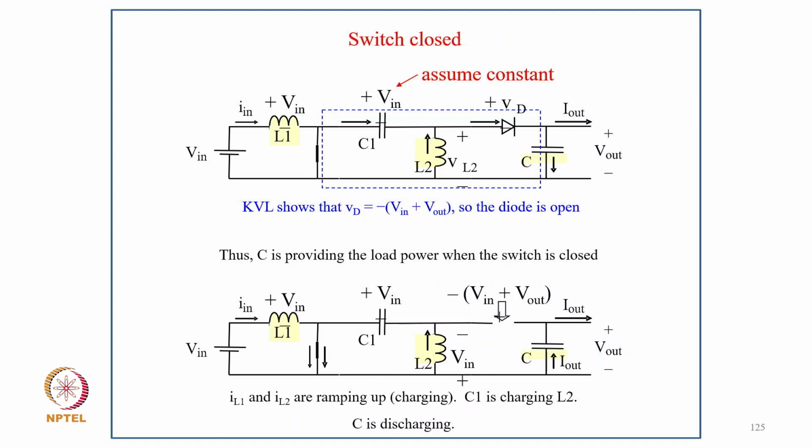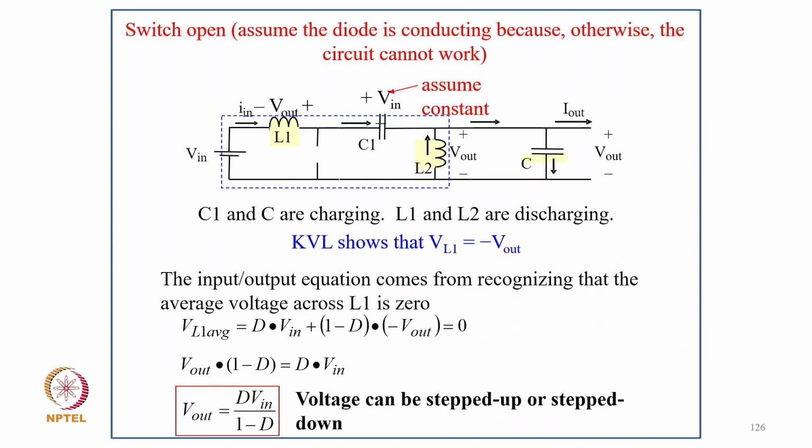Similarly, you can see IL1 and IL2 ramping up, charging, and C1 is charging L2 and C is discharging across the load, as you can see in the mode. And similarly, when the switch is open, the diode is conducting, so C1 and C2 are charging, and L1 and L2 are discharging. KVL shows VL1 equal to Vout.